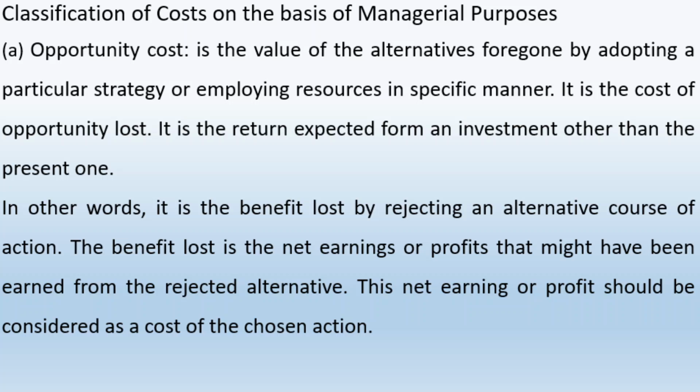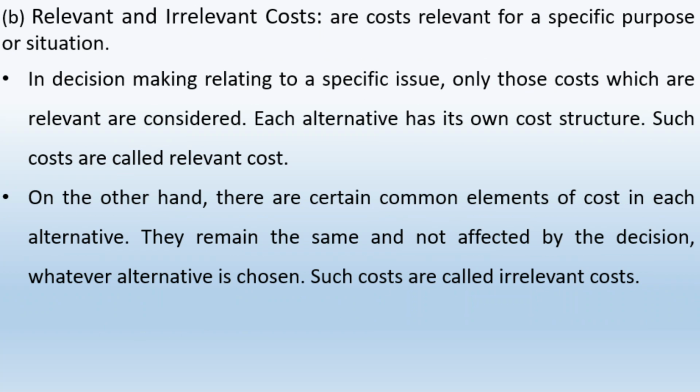In other words, it is the benefit lost by rejecting an alternative course of action. The benefit lost is the net earnings or profits that might have been earned from the rejected alternative. This net earning or profit should be considered as a cost of the chosen action. The opportunity cost is considered for selection of a project or justification of an investment option.